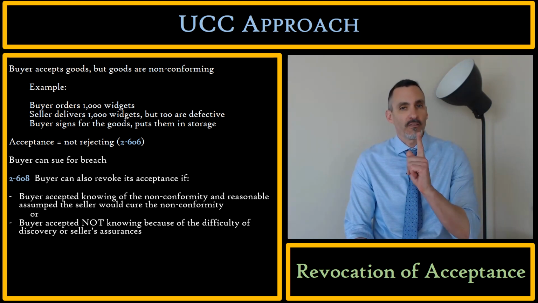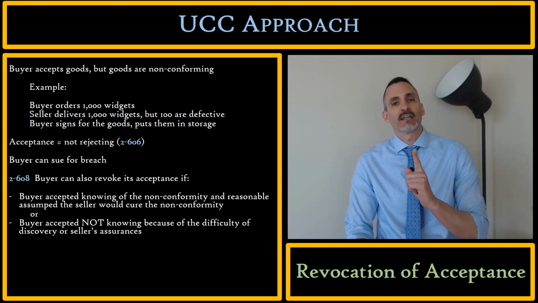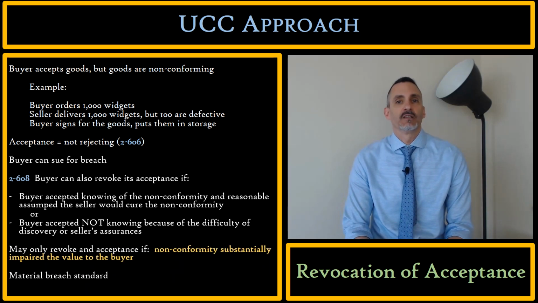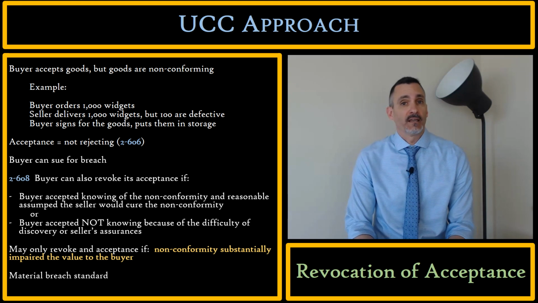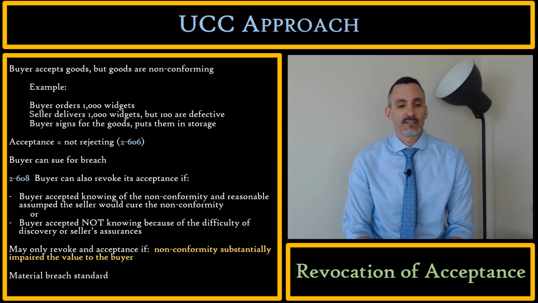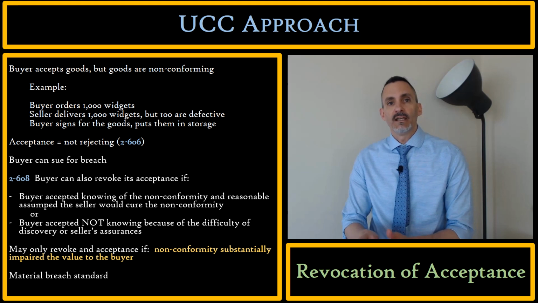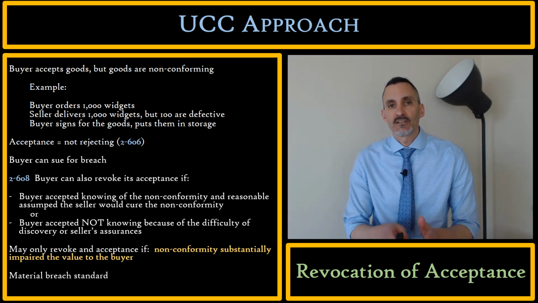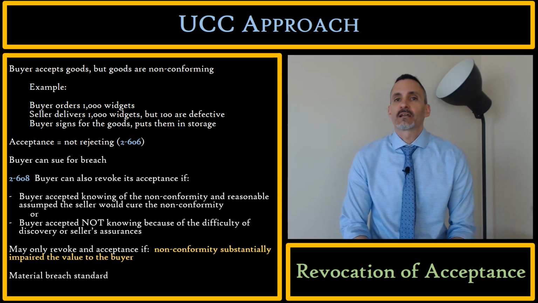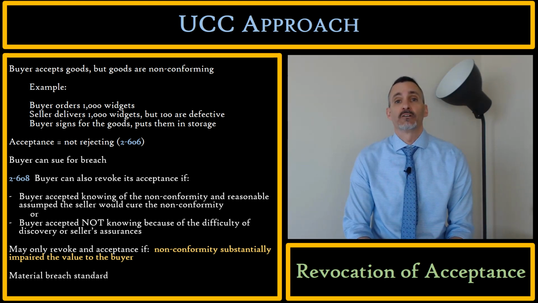Okay, but there's one other really important thing that you have to know about revocation of acceptance: the standard is not perfect tender. The standard is, and this is what the UCC says, the buyer may only revoke her acceptance if the nonconformity substantially impaired the value to her. Substantially impaired the value. Looks like a material breach standard. It is a material breach standard.